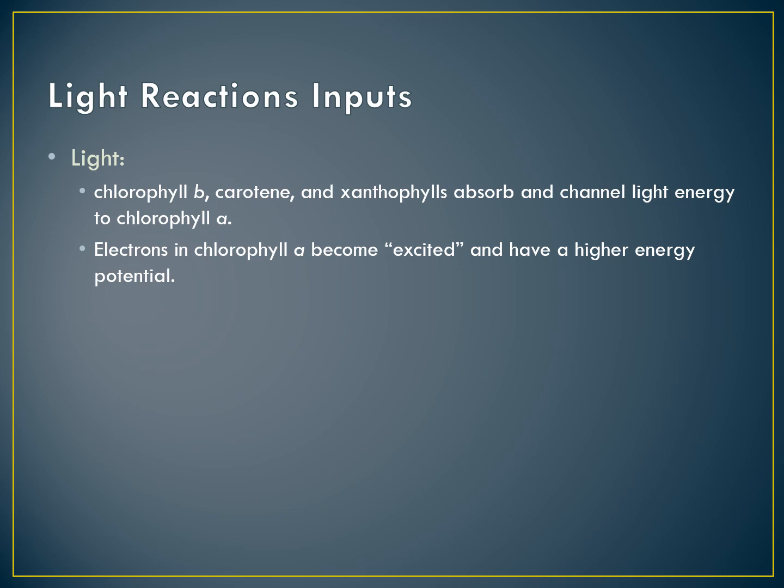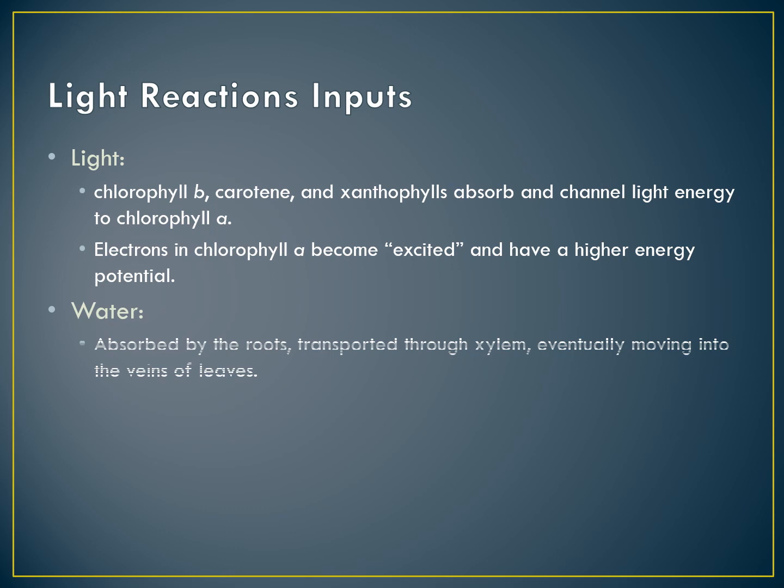So all these accessory pigments, including chlorophyll B, are going to absorb light energy from the sun and channel that light energy to chlorophyll A. Electrons in chlorophyll A are going to become excited, and they're going to jump to a higher energy state, a higher energy potential. Water that's needed for the light reactions would be absorbed by the roots, transported through xylem, eventually moving into the veins of the leaves.